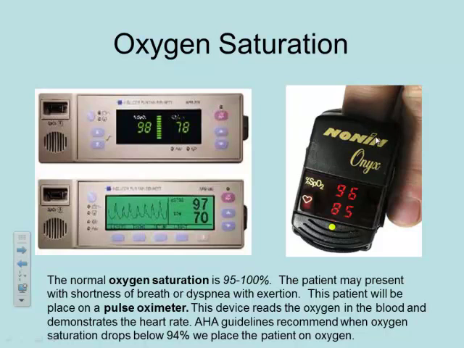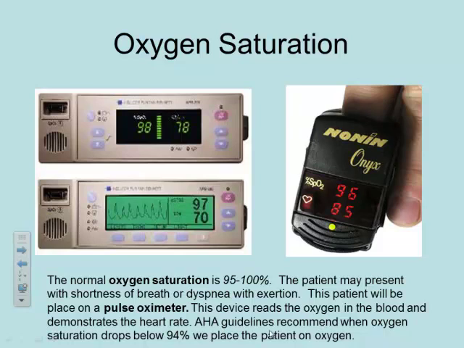If you do not get a good reading on the patient's finger, they do have pulse oximeters that can be applied to the patient's earlobe. And also the pulse oximeter, the one that goes on the finger, can be placed on the patient's toe if you're not getting a good reading. But anyway, these devices read the oxygen in the blood and demonstrate the heart rate.